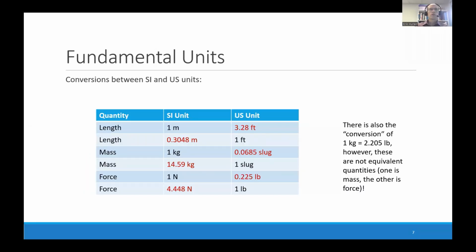This table just shows conversions between the fundamental units in each system, SI and US. So going from meters to feet, kilograms to slugs, and newtons to pounds, and vice versa. I also have this, what I call a cheating conversion between kilograms and pounds. It is not a real conversion because one is mass while the other is technically force, but we can usually get away with it on the surface of the Earth anyway.